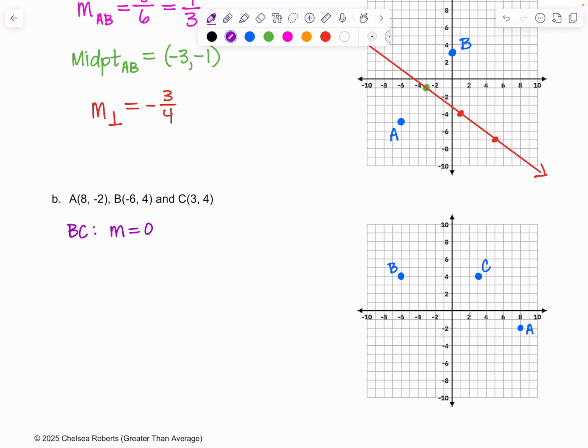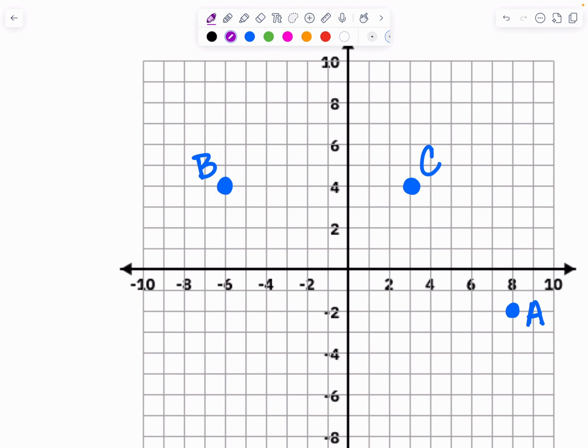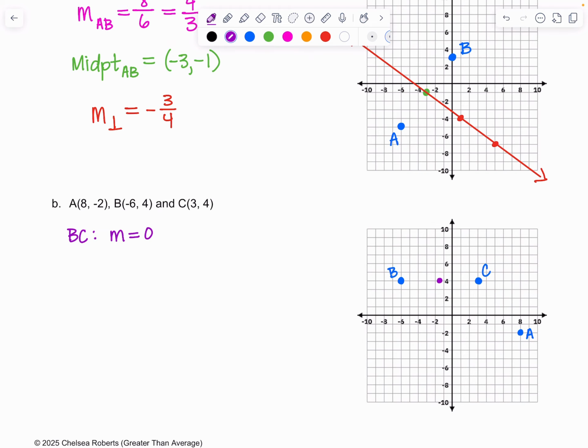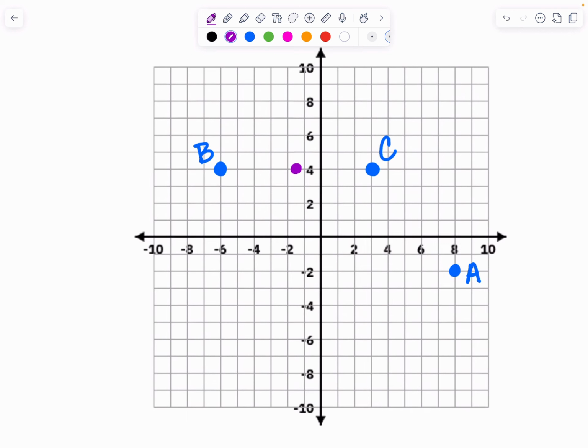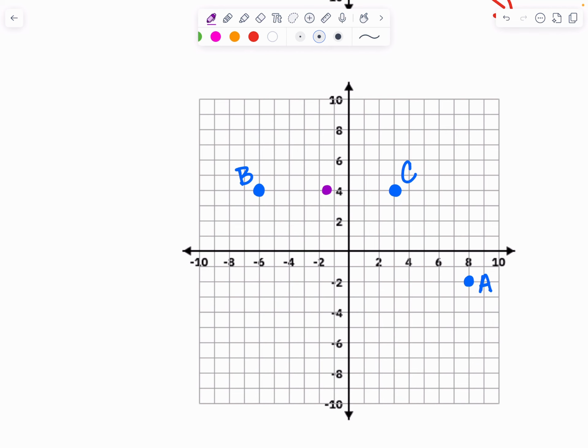Now I need to find my midpoint. Well, if you think about it, from -6 to 3, I went 9. So that means I need to go 4.5. So I go over 1, 2, 3, 4, and then a half. So I'll go right here. I can tell that my midpoint is located at -1.5, 4. And I also know that I should have a vertical line, because a vertical and a horizontal line are perpendicular to each other.